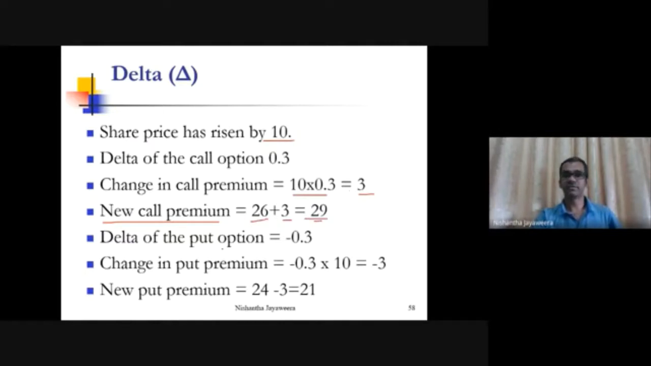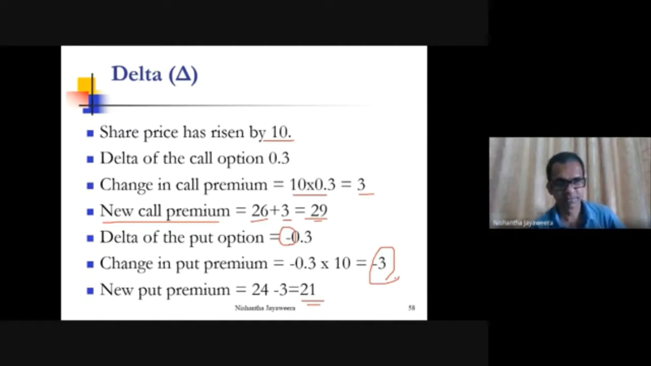For the delta of the put option, remember it's minus. When the spot price increases, the put option premium decreases, so by $3. So 24 minus 3, 21. Clear?